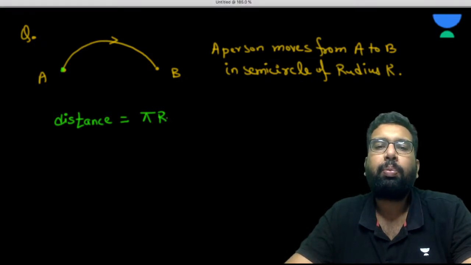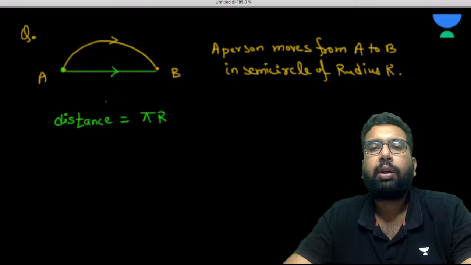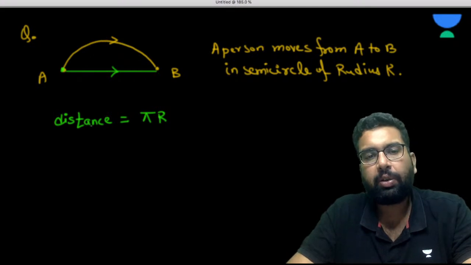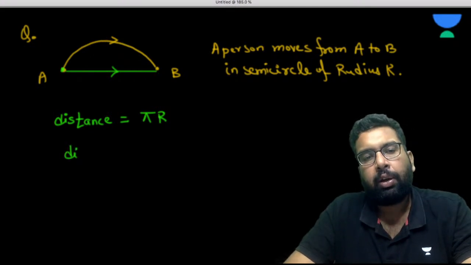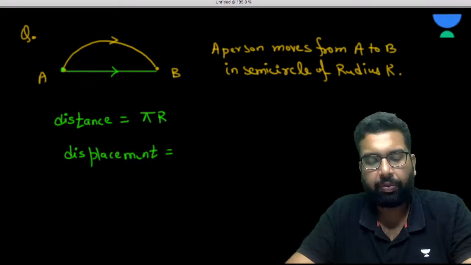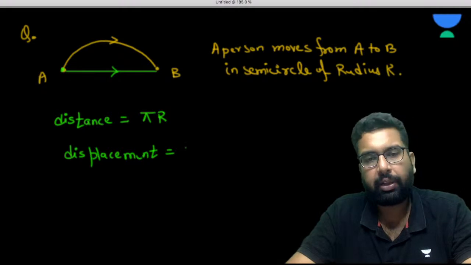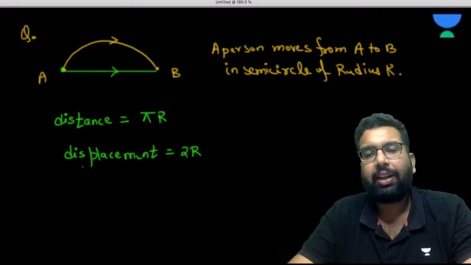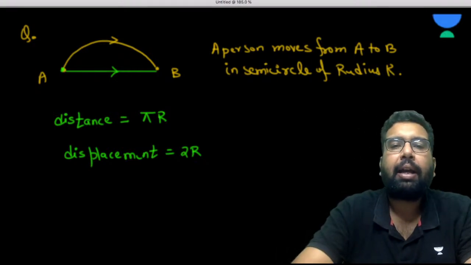So what is going to be the displacement? Displacement is the shortest distance between A and B. The shortest is obviously this, which refers to the diameter. So this is obviously 2r. This is how we can get the displacement and the distance.